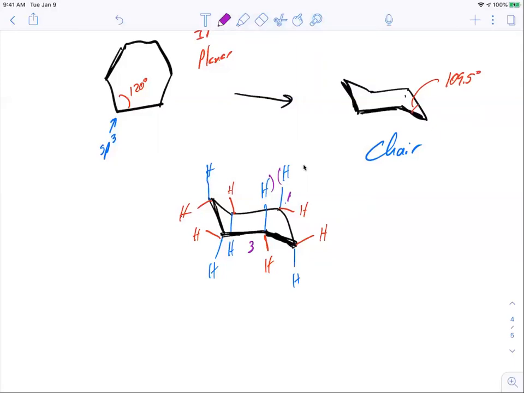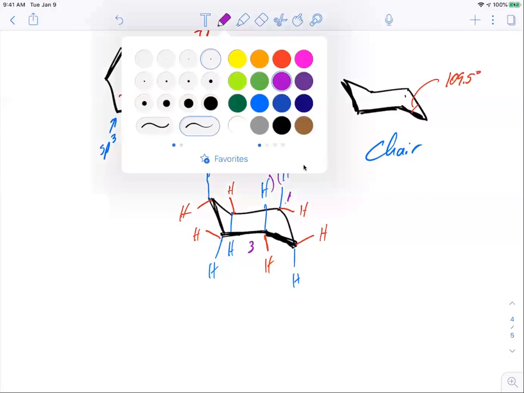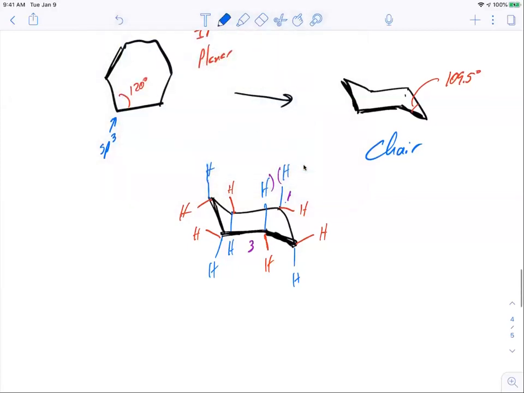So the ones that are in red on my drawing, they're actually out away from the ring, where the ones that are blue are above and below. So there's going to be interactions above and below at a 1 3 spacing. The ones in blue we call axial. The ones in red we call equatorial.